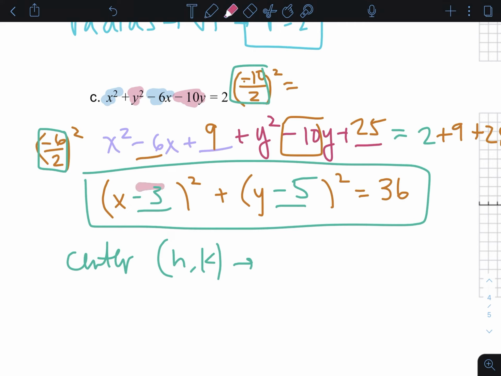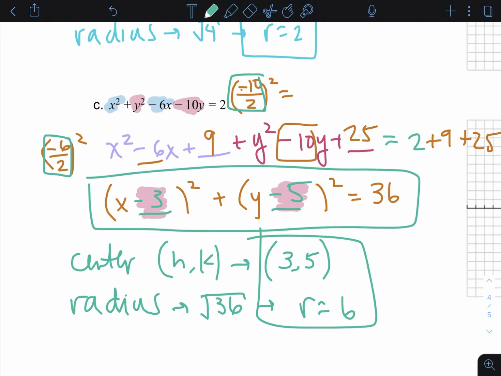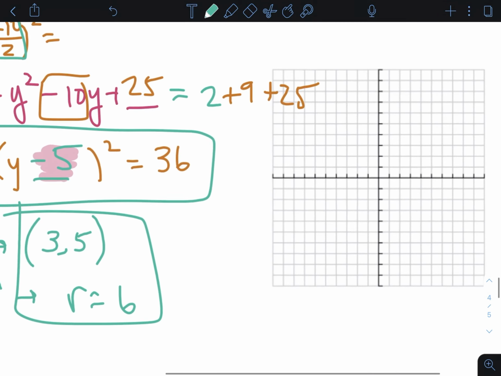So, center is h, comma, k. Is this point right there and right there. Think opposite, so that means we have 3, 5. And our radius is going to be the square root of 36, which is 6. So there is our center and radius. Let's go ahead and graph.